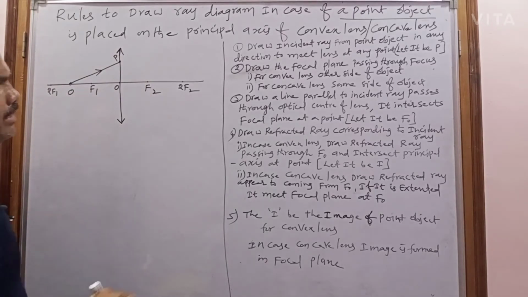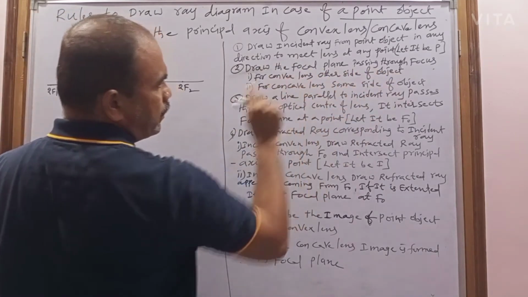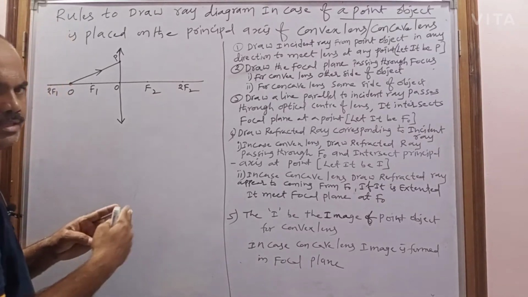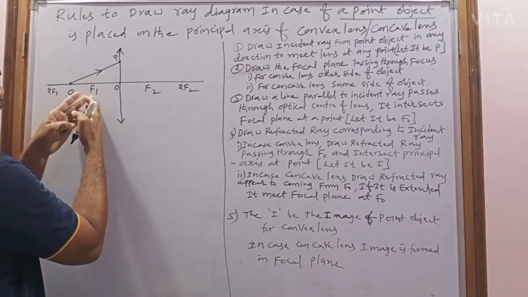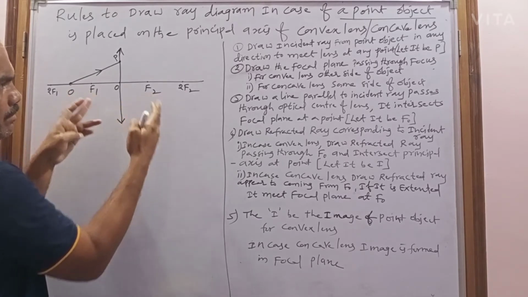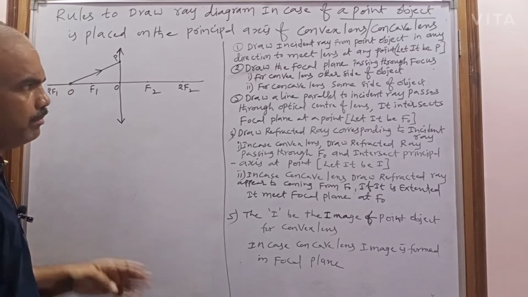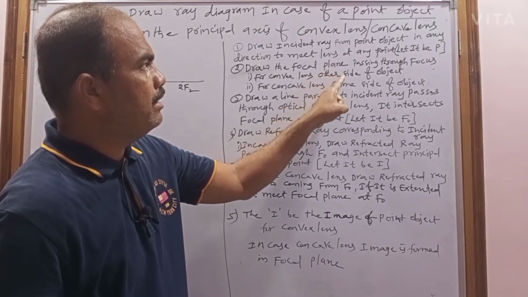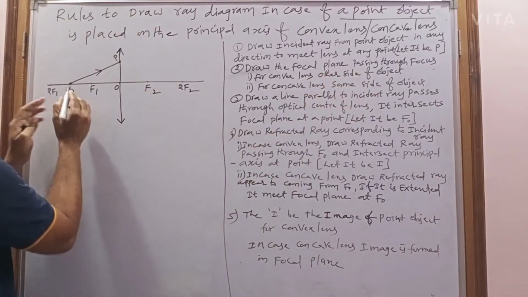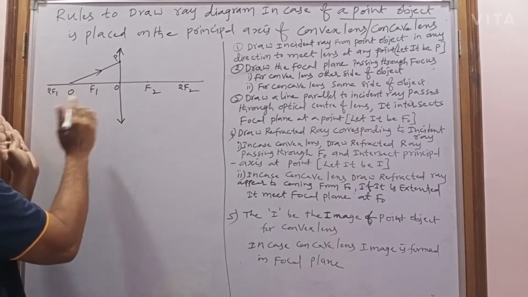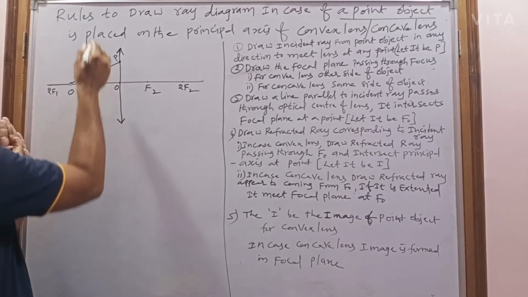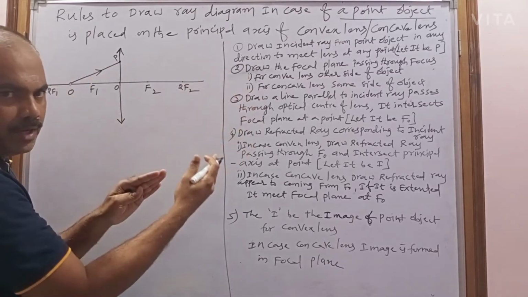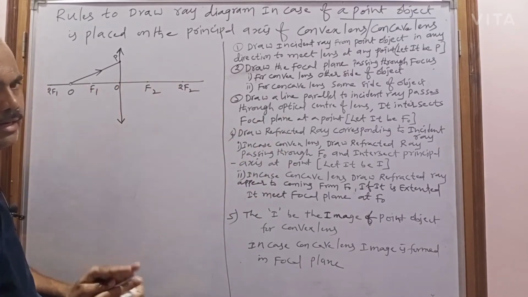The second rule is to draw the focal plane passing through the focus. But a lens has two foci, F1 the first focus and F2 the second focus. Where do we have to draw it? In the case of a convex lens, we draw the focal plane on the other side. The object is on the left side, and one focus is on the left side, but we do not draw the focal plane on the same side as the object. In the case of the convex lens, draw the focal plane on the other side of the lens, and the other side of the object.